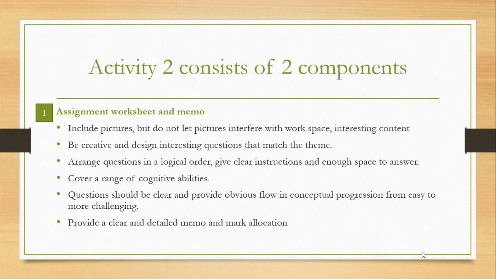So remember, then for the memo, to provide the answer in red with ticks where you allocate the marks, and then a total for each question. Cover a range of cognitive abilities, and I will talk about the cognitive levels just now. The question should be clear and provide obvious flow in conceptual progression from easy to more challenging. So you will start with an easy question and you will then progress to the more difficult questions at the end. Provide a clear and detailed memo and mark allocation. Right, so that is the first part of this activity.